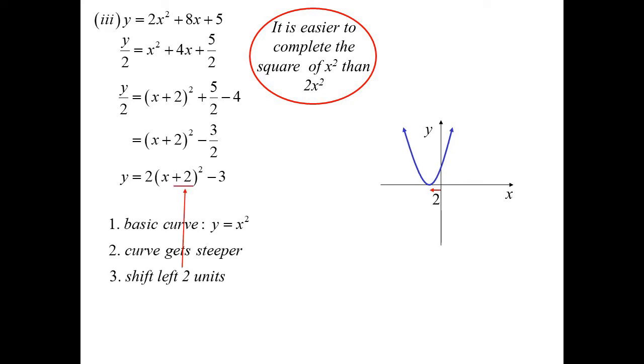We have a horizontal shift. So I move it left, negative 2. Well, move it to negative 2. I've actually moved it left 2 units. And then we've shifted it, in this case, down 3 units. So our vertex has moved to negative 2, negative 3. And there's a sketch of our parabola.